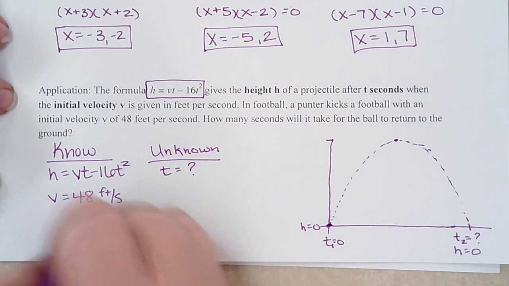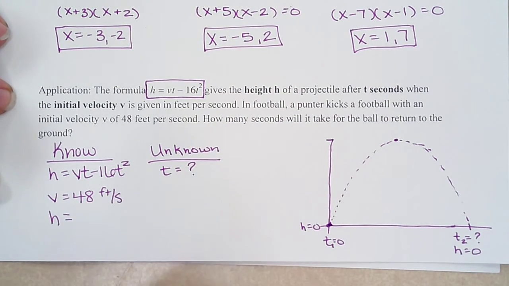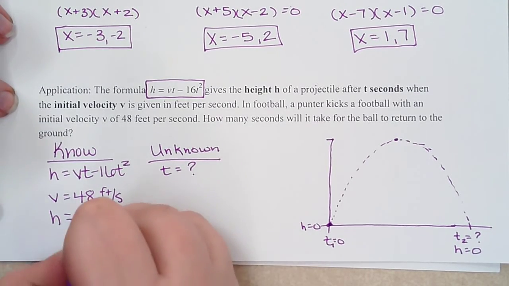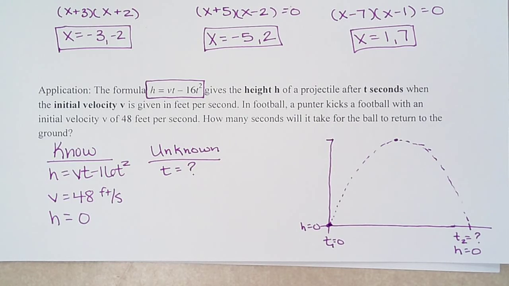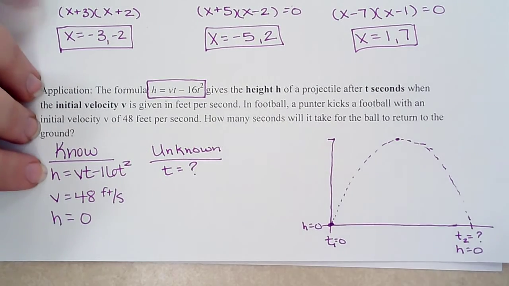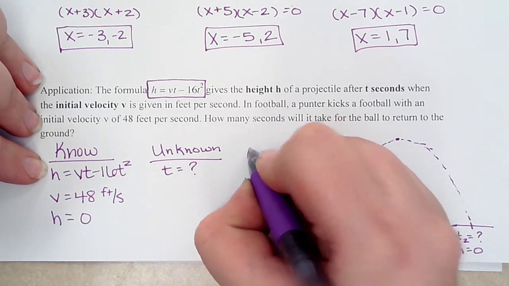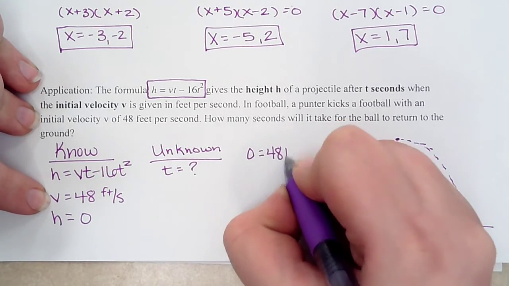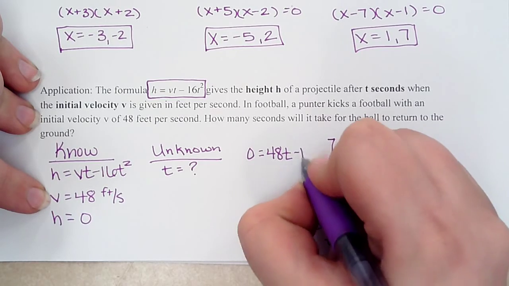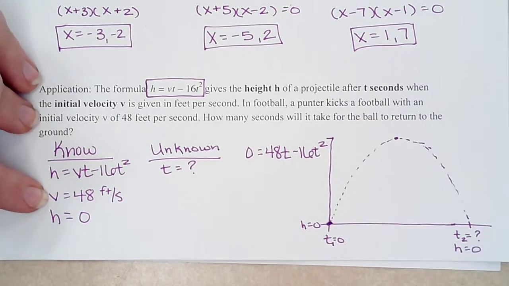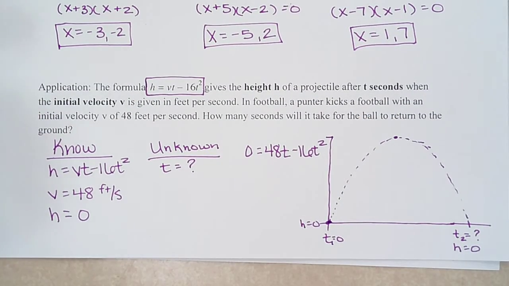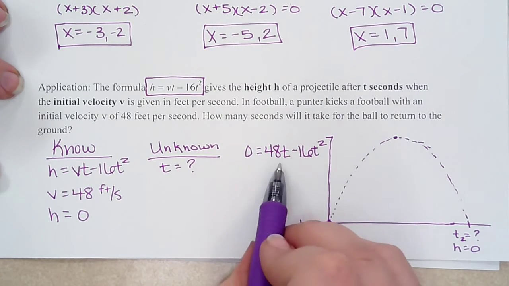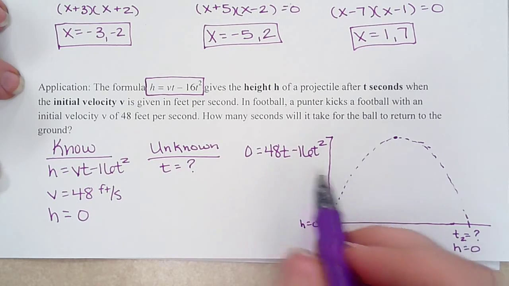So I'm going to add this to my known. I know that the time that it goes back to the ground, starts on the ground and ends up back on the ground, the height is 0. Let's now take that and plug it in. If I know that my height is 0 and it's equal to an initial velocity of 48t minus 16t squared, by plugging in my h and my v, now all I have to solve for is my t. Well, this is a binomial that we learned to factor in a previous lesson.